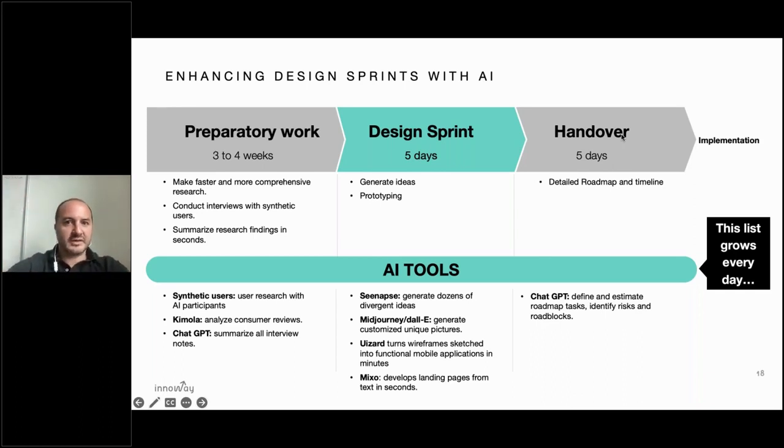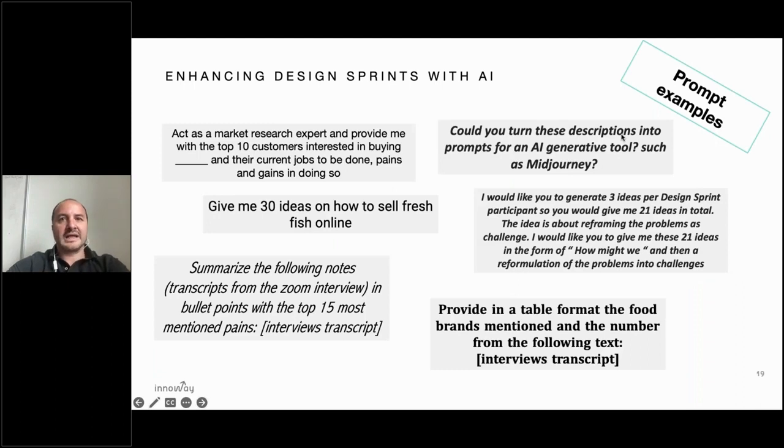Finally, the handover, you can use ChatGPT to put together what is your roadmap, what are the risks, and what are the roadblocks, and the rest will come. And this is what I wanted to highlight: the key to using AI is how you use the prompts. Here are some examples. I don't want to go through all of them, but you can even ask ChatGPT to turn the descriptions into prompts that you can use for Midjourney. And that's how the different tools are connecting.